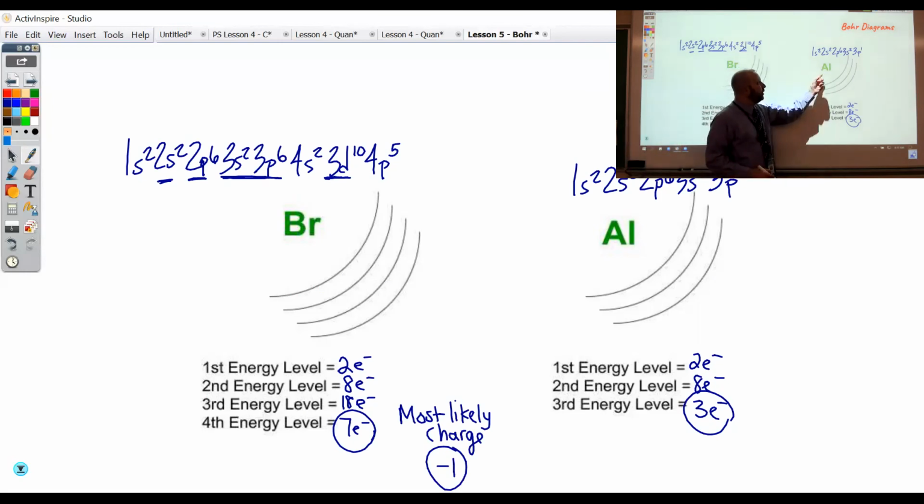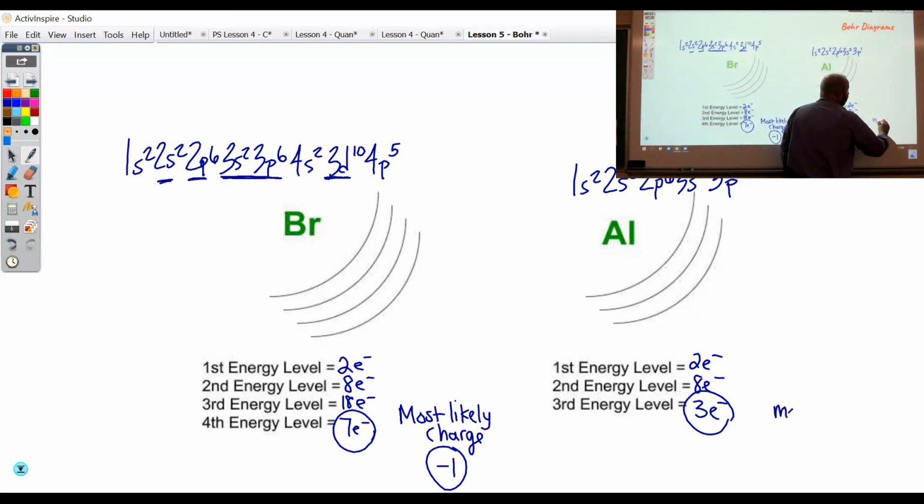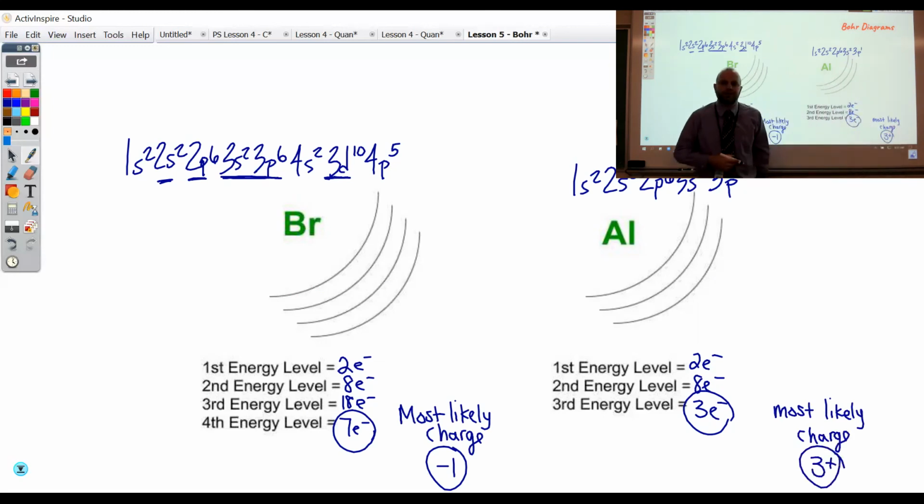If we look at aluminum, aluminum is a metal. Aluminum has 3 electrons in its outermost level. A reminder that metals like to lose electrons. So aluminum will lose 3 electrons and end up with a most likely charge of 3 plus or positive 3.